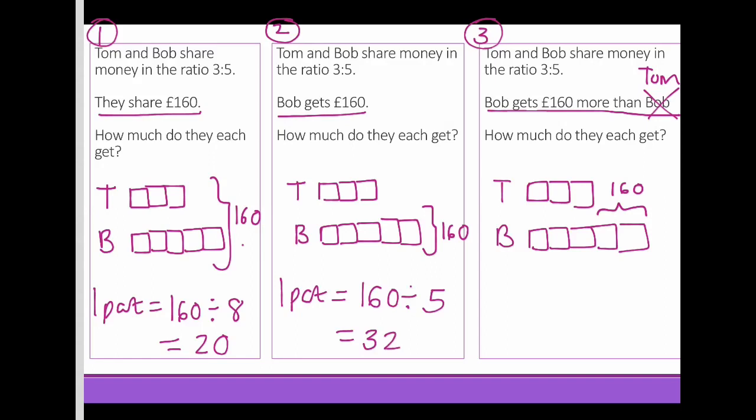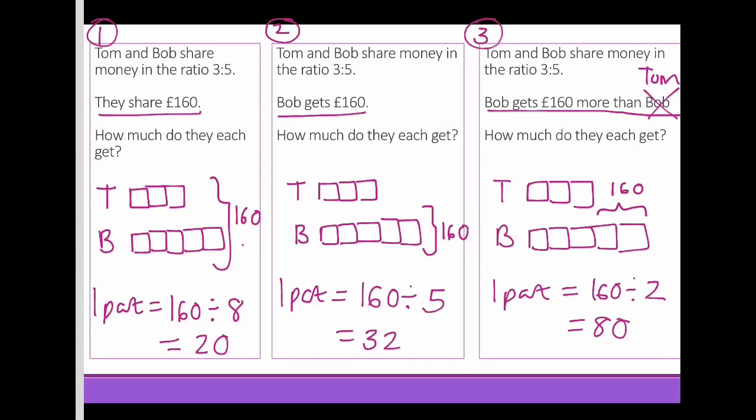And the last question, again, I need to find what 1 part is, and it's 160. And how many parts are equal to 160 for my diagram? So I look at my diagram, 160 is equivalent to 2 parts, so I'm now going to divide it by 2. So here 1 part is equal to 80.